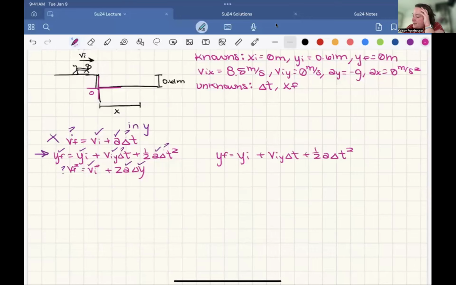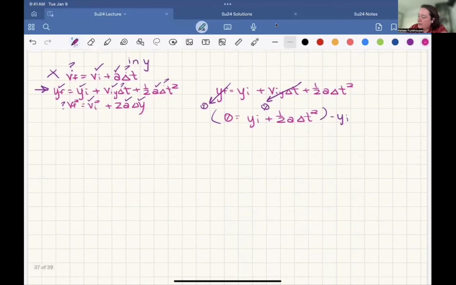So let's take a look at this. First of all, our initial velocity in Y is 0. And our final position in Y is 0. So we can cancel those out and say 0 equals Y initial plus 1/2 the acceleration times the time interval squared. And then we can just solve for the time interval. So that's going to look like subtracting Y initial on both sides. Negative Y initial equals 1/2 acceleration delta T squared.